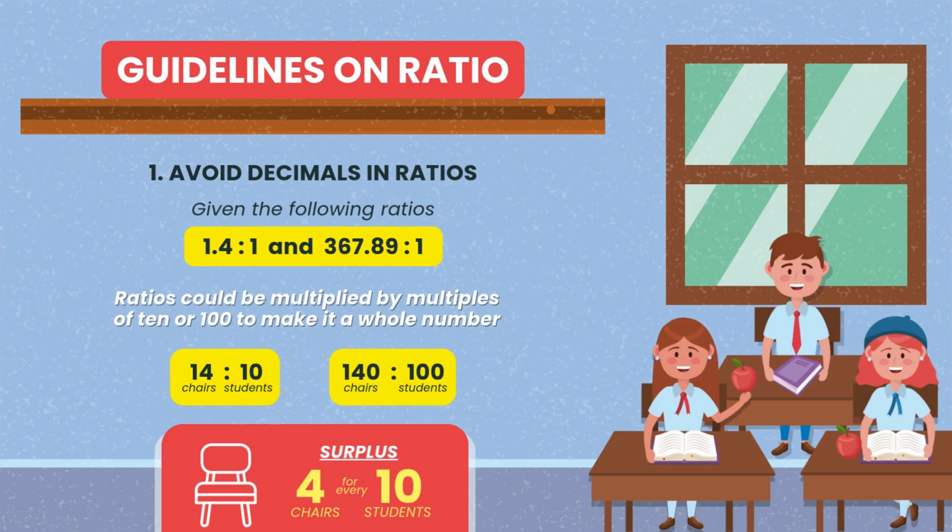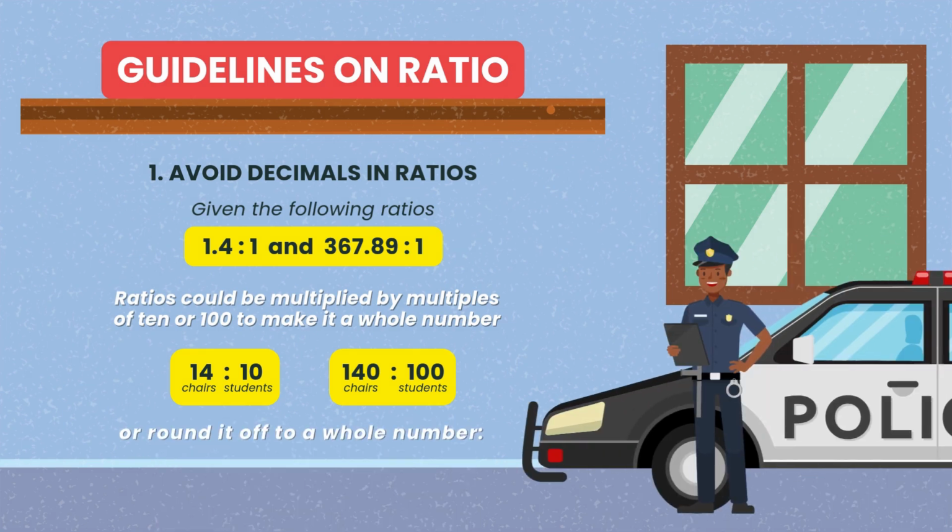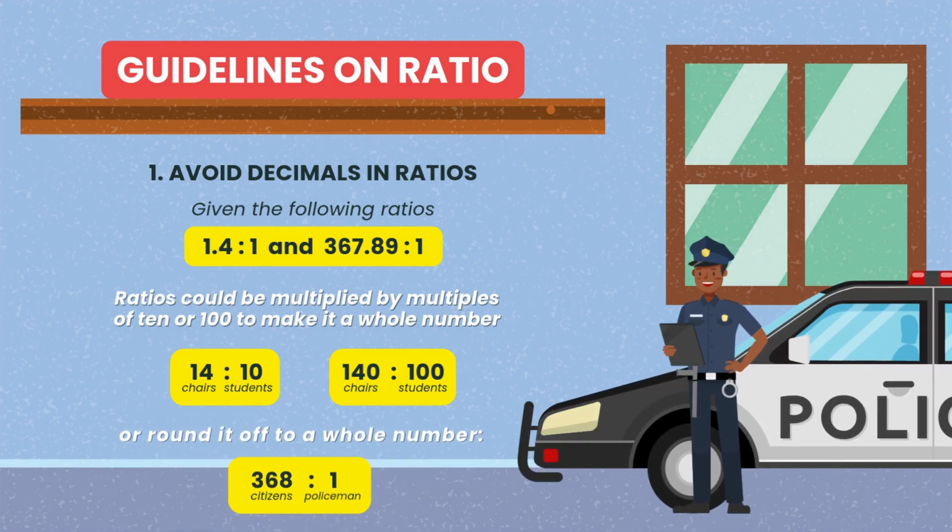Another way to avoid decimals in our ratio is to round them off into whole numbers. Like instead of 367.89:1, we will have 368:1. These are the two options recommended to avoid decimals in our ratio.